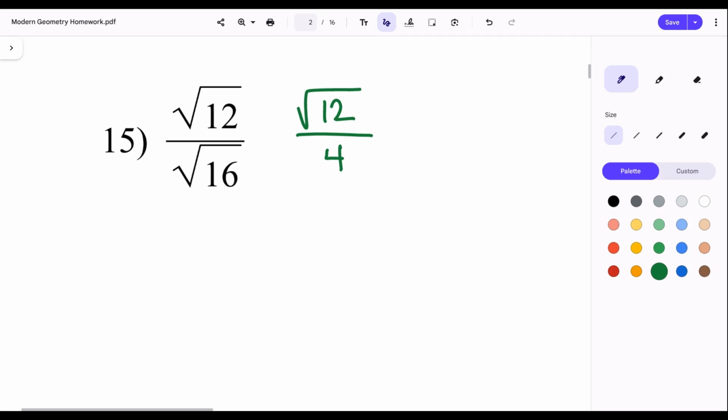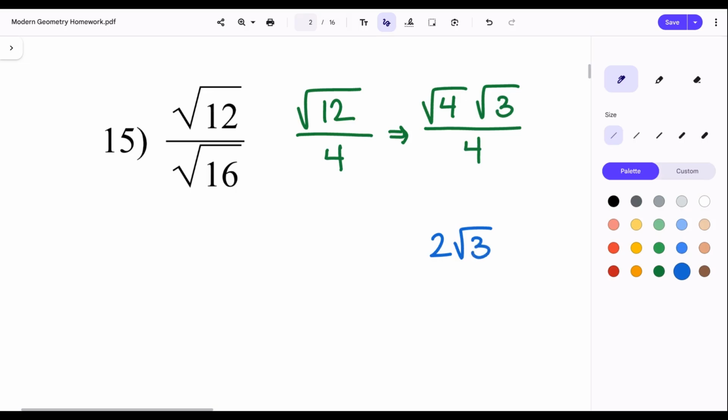Does 4 go in? 4 times what is 12? 3. So I think we can rewrite the top as the square root of 4 and the square root of 3. And this is still all over a regular 4 now. And what is the top going to say? 2 square root of 3 all over 4.